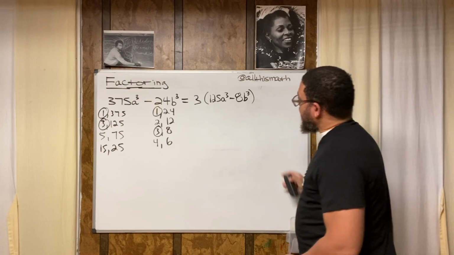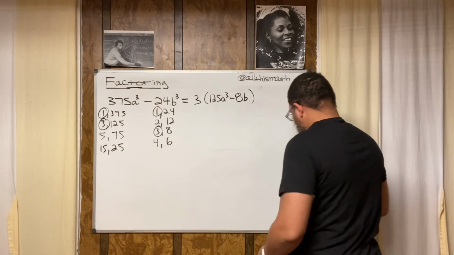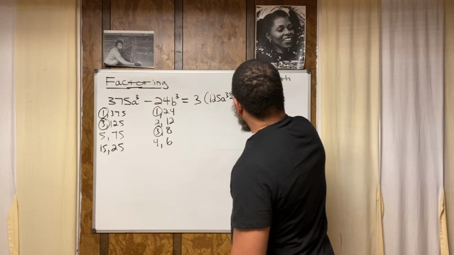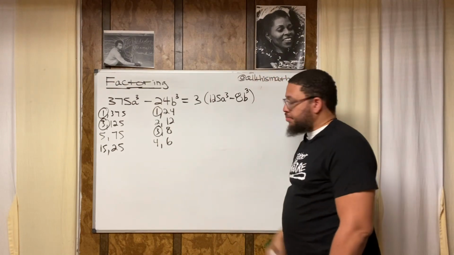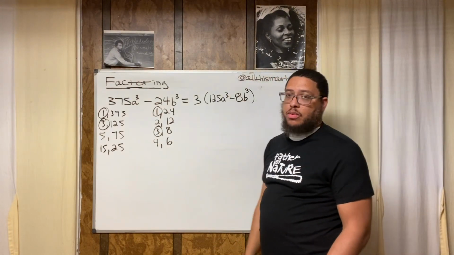I don't like that. It looks sloppy. All right, so we got negative a, 8b to the third. All right, so now let's take an inventory of what we have.